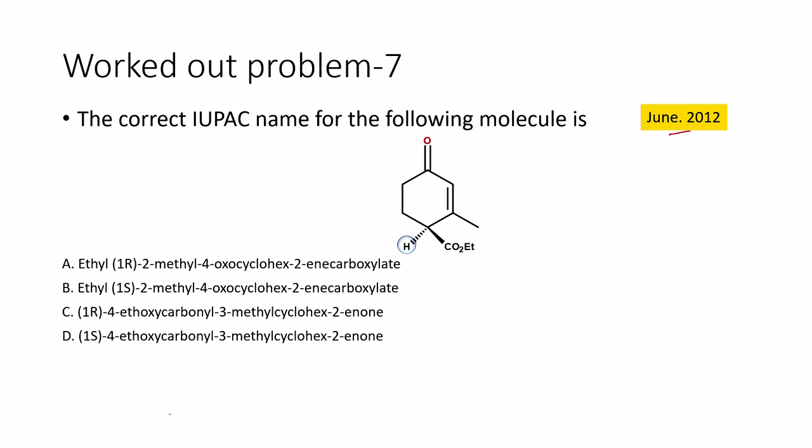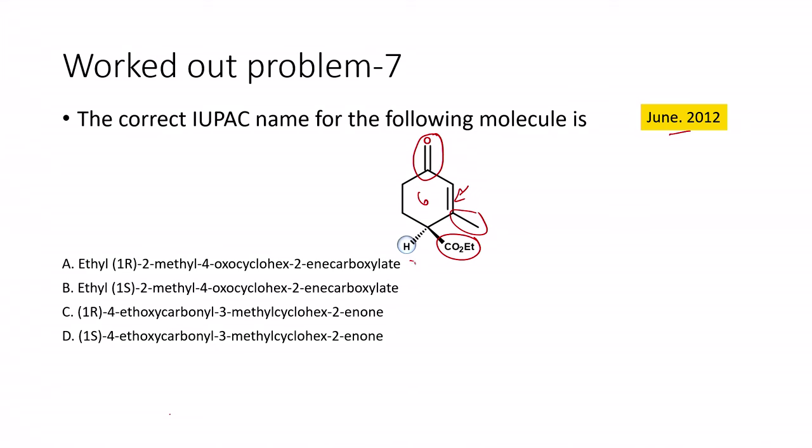So, here we are going to see what are the different functional groups that are present. We have a carbonyl unit, we have an ethyl ester, and we also have a methyl substituent. So, these are all the three substituents that are present, and we also have an alkene. So, this is a 6 membered ring. So, this is nothing but the hexane unit, and we have the alkene also present here.